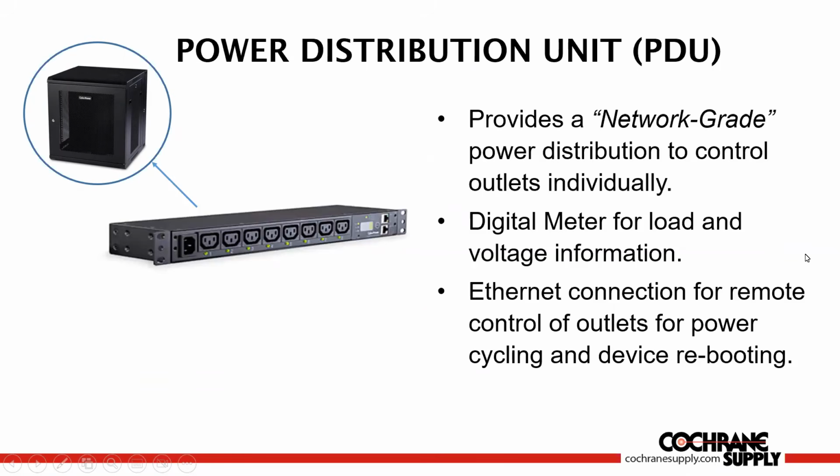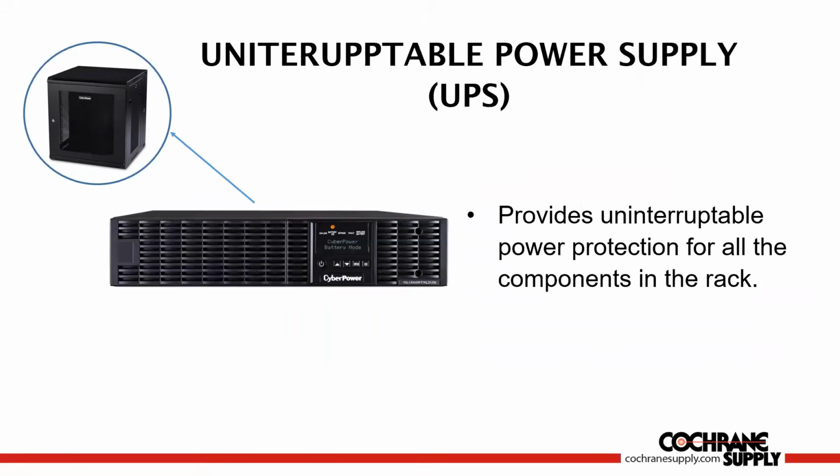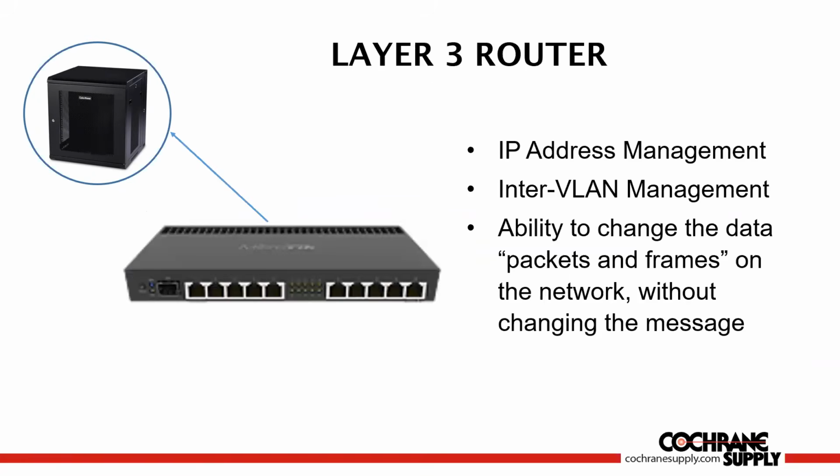And then the power distribution unit, which is going to be in that cabinet to plug in all those components. We always recommend that you get something that's network grade, right? So that you can ping this power distribution unit remotely and shut off any of these outlets if you want to restart a device. You want to recycle or reboot a device, you can do it remotely. So we always recommend that when you're specifying a power distribution unit for your rack, you get a network grade one. And then a UPS, we all know what a UPS is. It's uninterruptible power protection for everything that's in that rack.